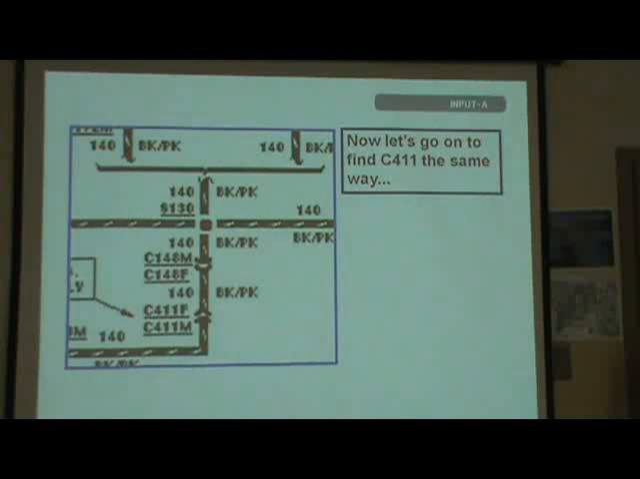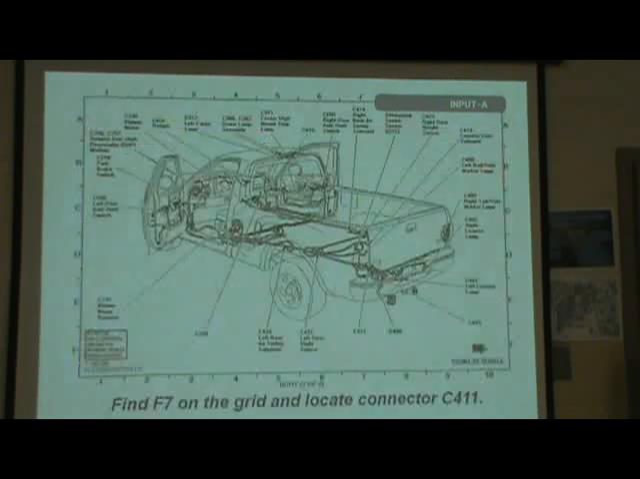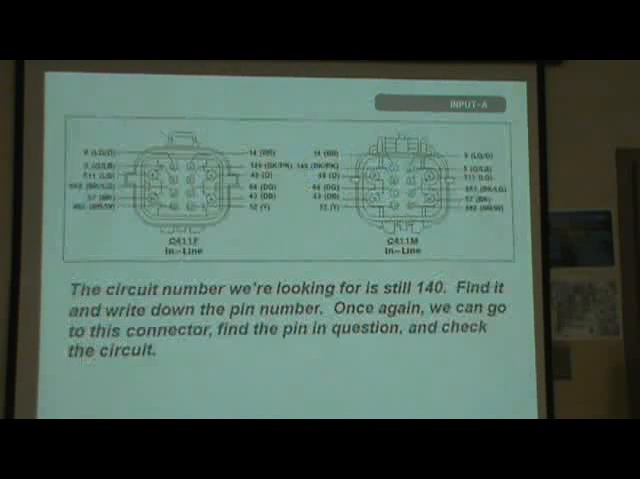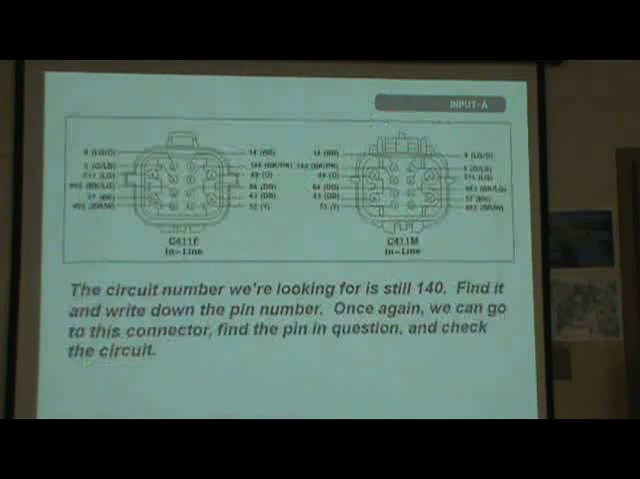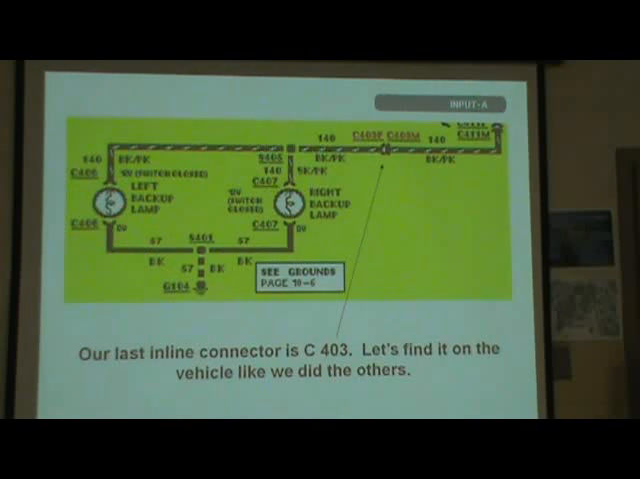Find that connector on the vehicle. Let's see if we can find 411. That one right there, the same way. Where's 411? Got that? See 411. All right. The circuit we're looking for, this is a different connector. This is the one at the back. See? The one that we found back here looks like this right here. So we're going to write down the pin number. We can go to that connector, find the pin in question, check the circuit.